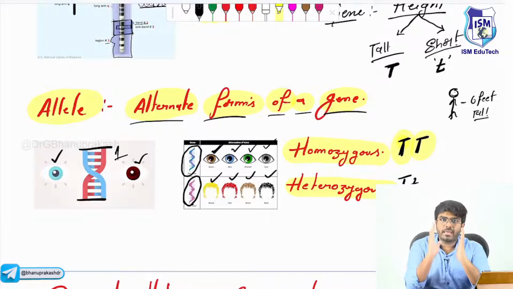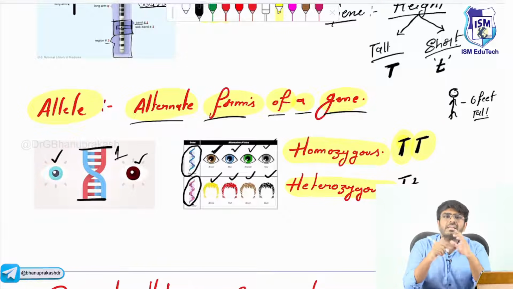See, the genetic makeup, simple: what is homozygous and what is heterozygous? In the genetic makeup, if you have the same type of alleles, then it is called homozygous. If you have two different types of alleles, one capital T, one small t, then it is called heterozygous. Now, I will give you one example.